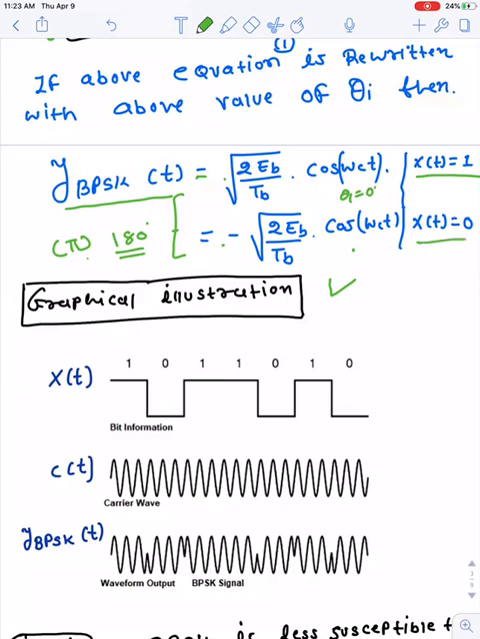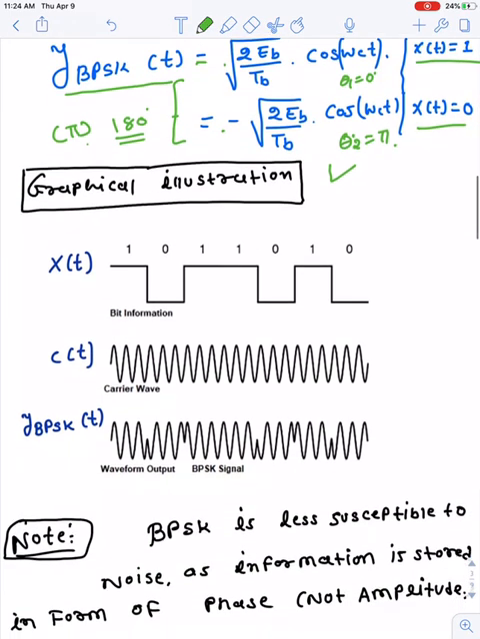And if we have x of t equal to 0, we can transmit the signal with minus square root of 2Eb by Tb cos omega ct, and that corresponds with the pi degree phase shift. So there would be a pi degree phase shift difference between the two symbols. So let's assume x of t would be a binary signal, maybe in the form of 101101.